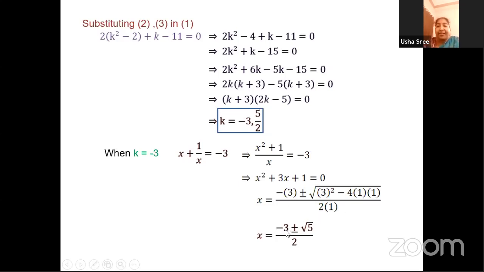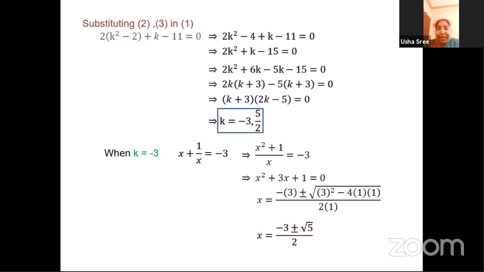Then 3 square is 9 minus 4. 9 minus 4 is 5. Root 5 you are getting, children. So you are getting x is equal to minus 3 plus or minus root 5 by 2. Now just observe the value of x. What type of value are you getting? It is a surd, isn't it? That means it is an irrational value.